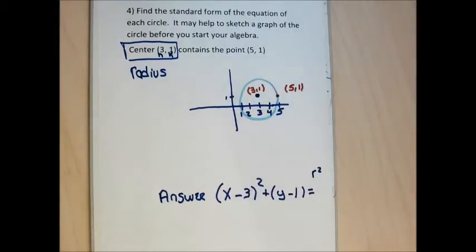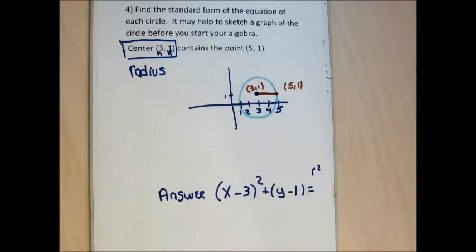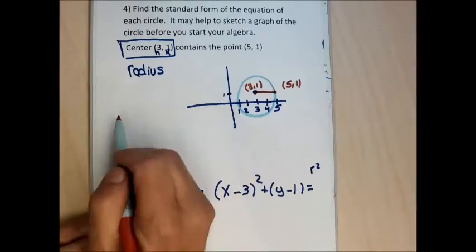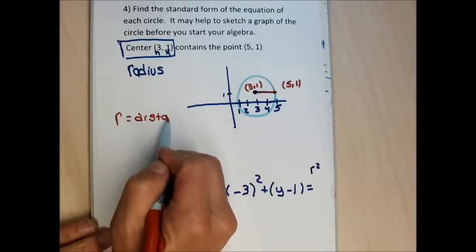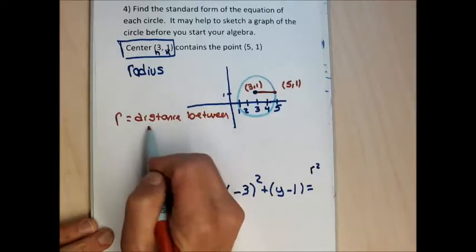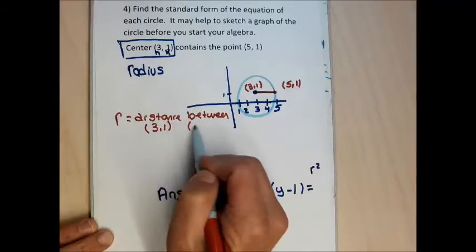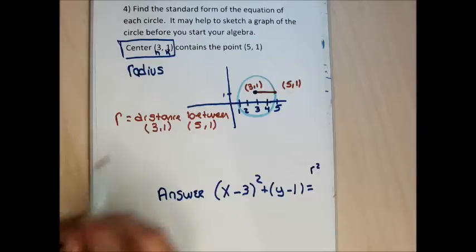My goal is to figure out what the radius is. The radius is the distance from the center to the edge of the circle. If you can't tell that the radius is 2 by looking at that, I can use the distance formula to find what the radius is. So the radius is the distance between the center and the point 5,1. And so I can find what the radius is by just using the distance formula.